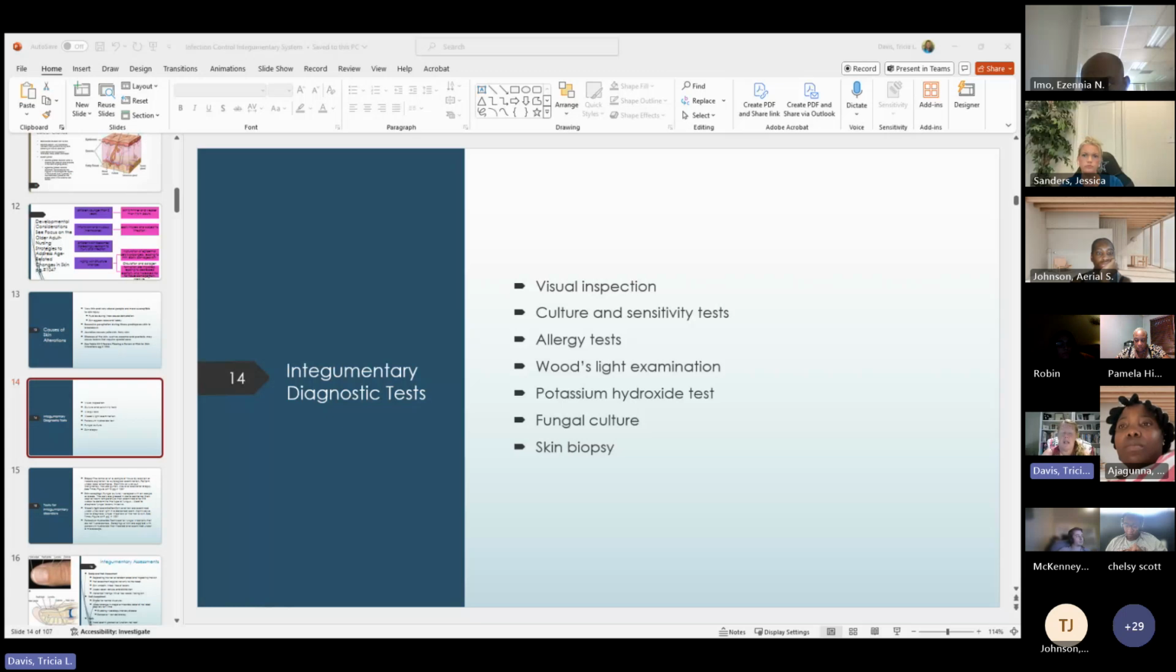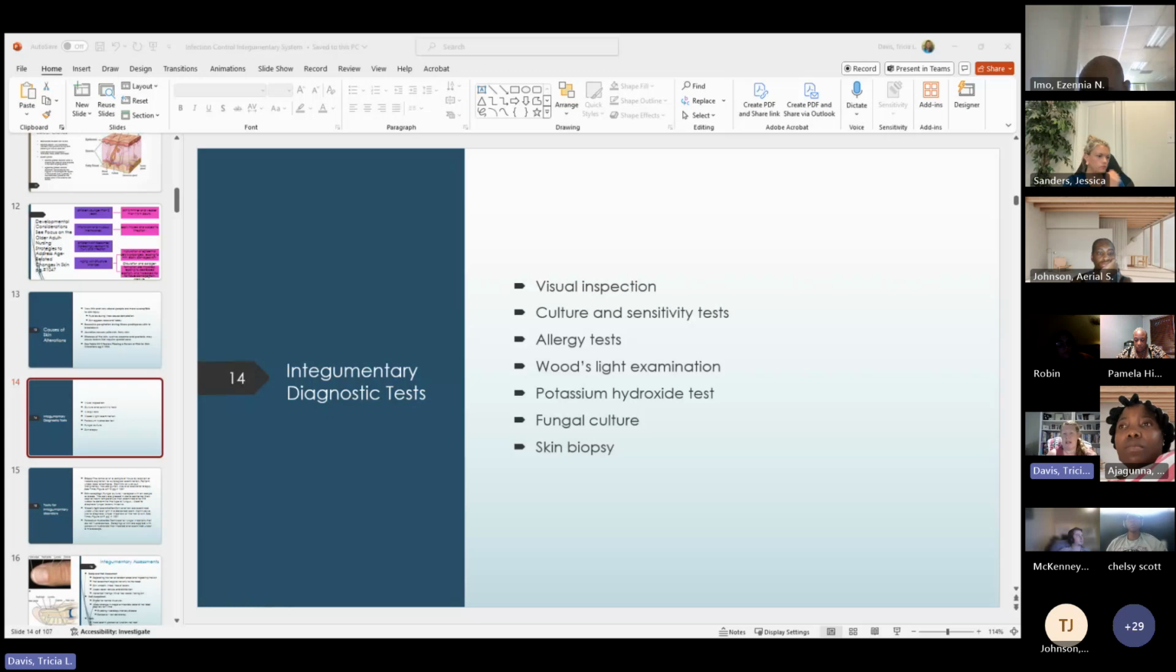So that's why we are in a great spot in bathing and things like that to always do a great head to toe visual inspection. We can do culture and sensitivity tests. So if we have a wound or a rash or anything draining, we can just send off a swab to see what's growing, to learn how to treat it. Sometimes patients end up doing allergy tests if they have an allergy and we don't know what they're allergic to.